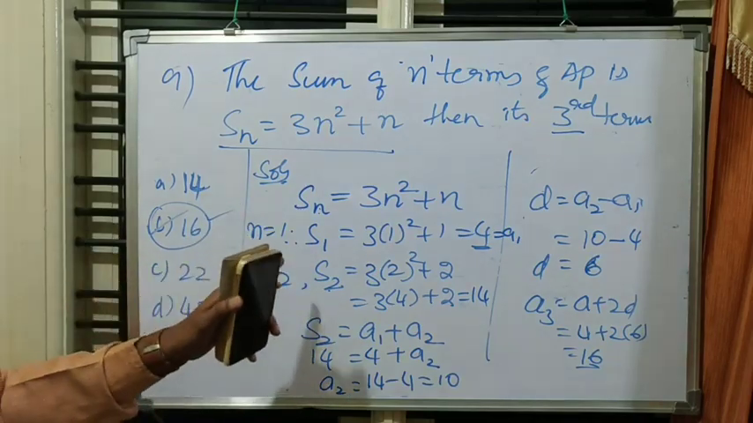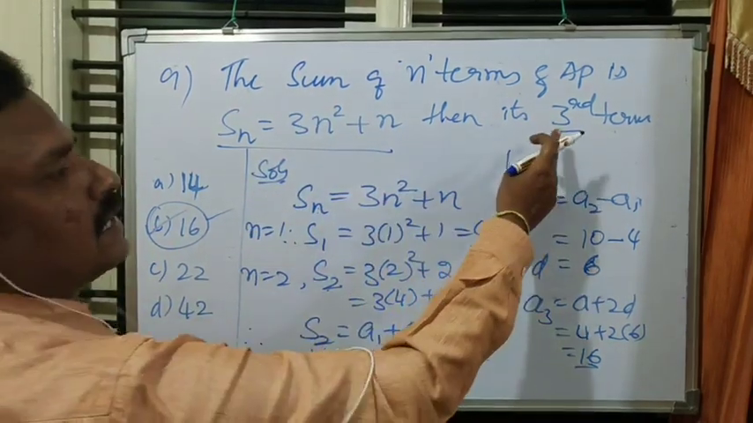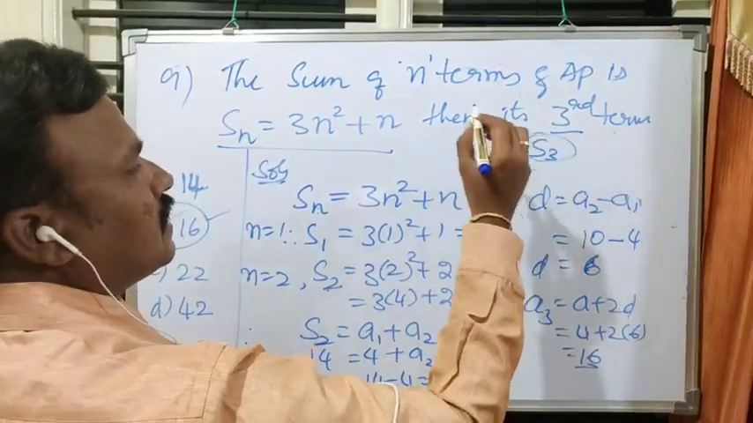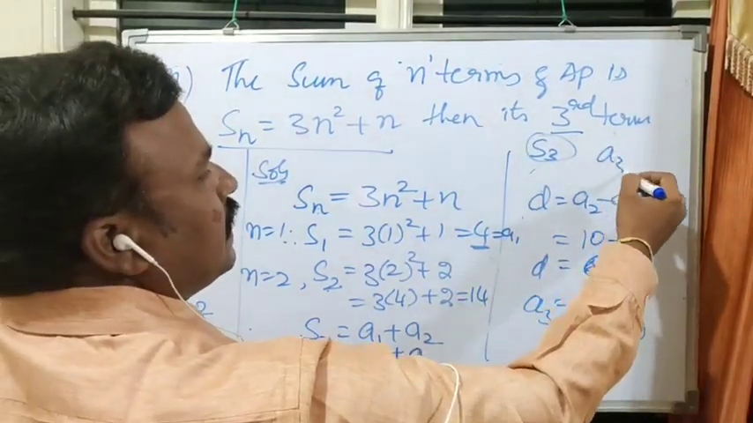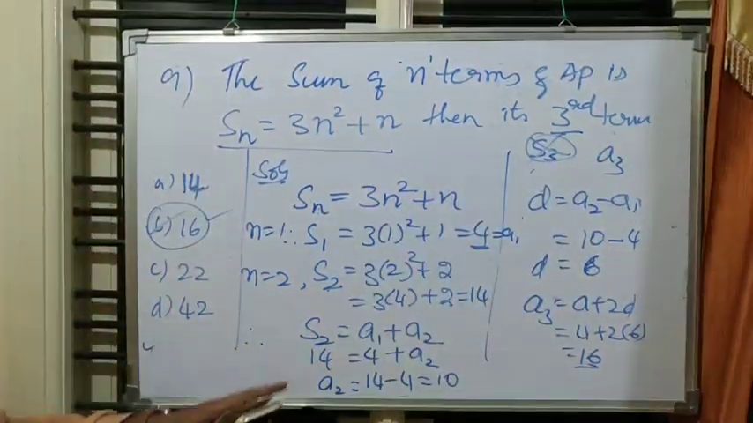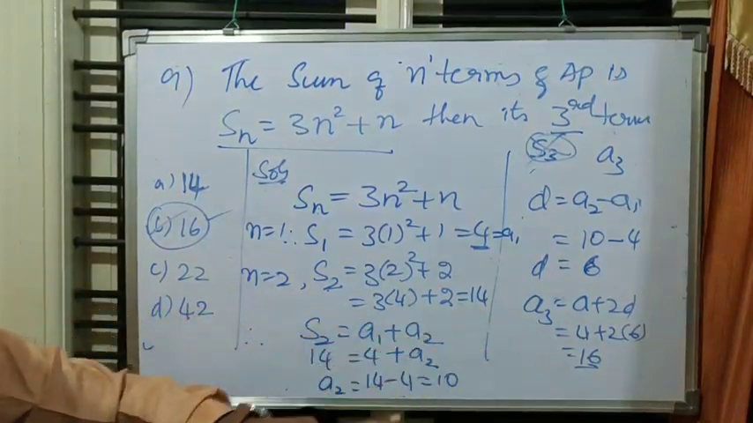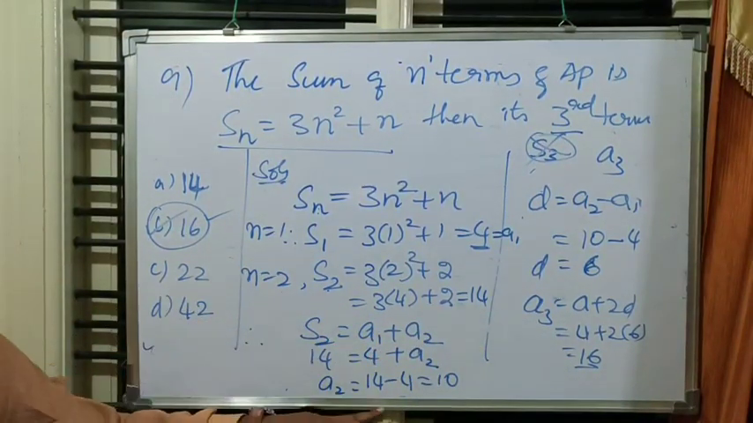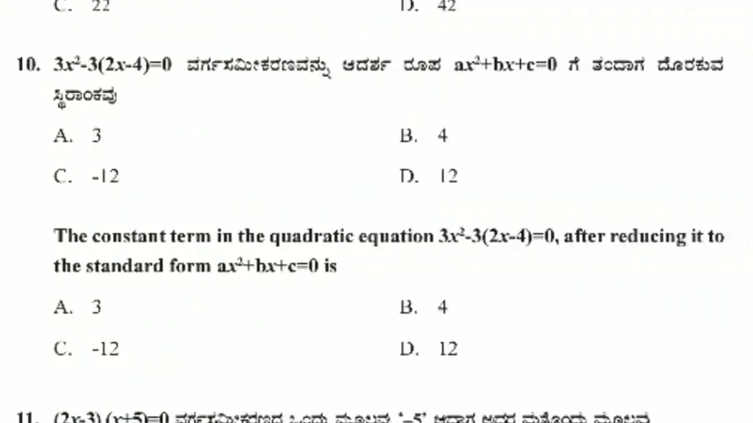Okay, did you understand how to find this? Don't take S3, not S3. You are supposed to find A3, not S3. To find A3 you need the A1 value, A2 value and D value, but you have to find these very quickly because it is multiple choice. The remaining questions. So now the 10th question is like this.